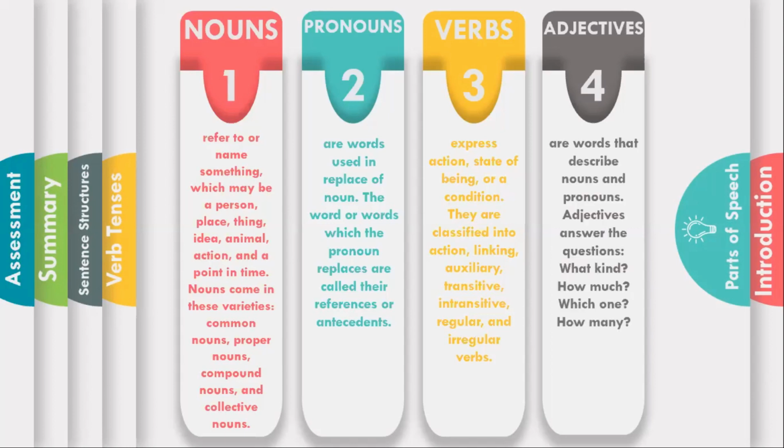And how about adjectives? These are words that describe nouns and pronouns. Adjectives answer the questions what kind, how much, which one, and how many. They are modifiers that add color to speech and writings. They can give us information about quantity, quality, size, age, temperature, shape, color, and origin.